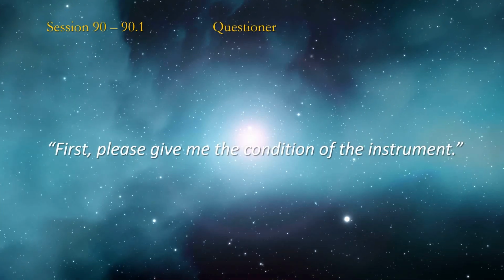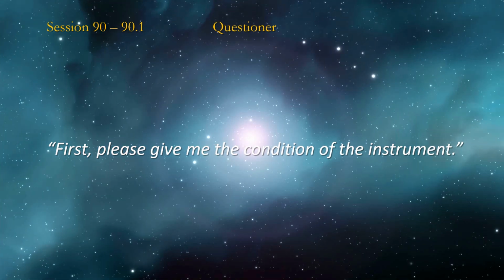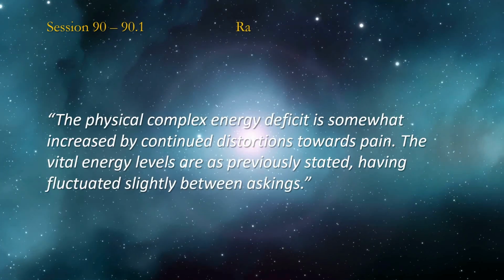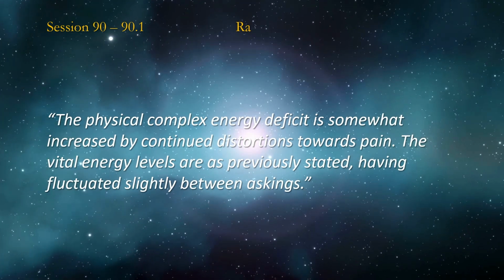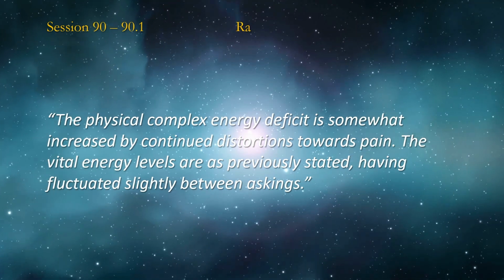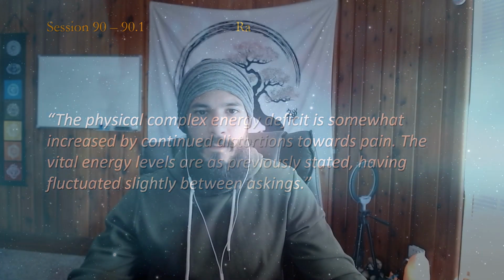So we start with the first question as usual. Don says, first, please give me the condition of the instrument. So how is Carla? And Ra says, the physical complex energy deficit is somewhat increased by continued distortions towards pain. The vital energy levels are, as previously stated, having fluctuated slightly between askings. So again, nothing too extraordinary here. Just a reminder, we're listening to a conversation between Don Elkins and the social memory complex known as Ra, speaking through the instrument Carla.